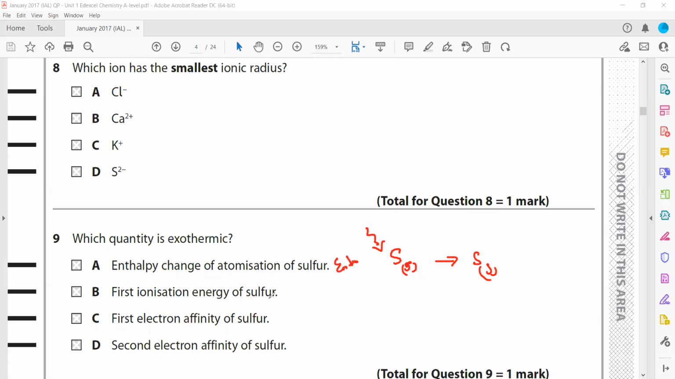First ionization of sulfur. Ionization means energy needed to remove electrons. So sulfur belongs to group 6, so the last shell will have 6 electrons. We supply energy so that this electron will go out. So this is also endothermic. Electron affinity. Electron affinity means when an electron is added to a neutral gaseous atom. So sulfur belongs to group 6.